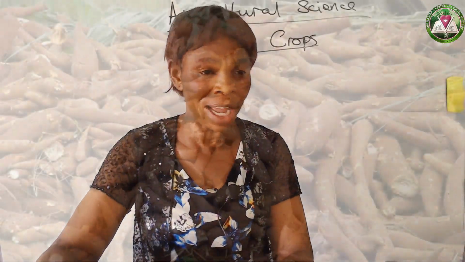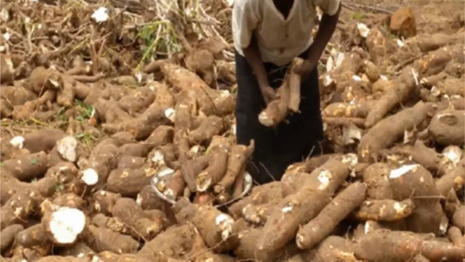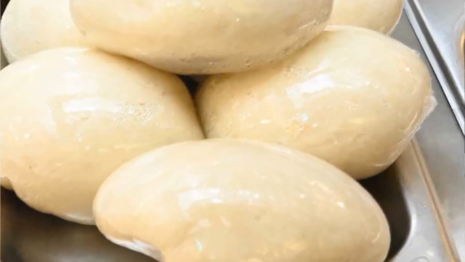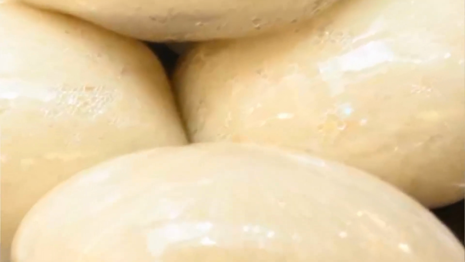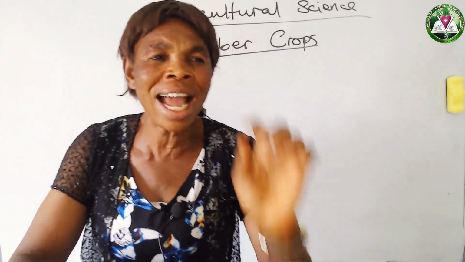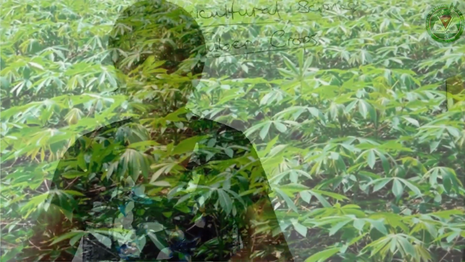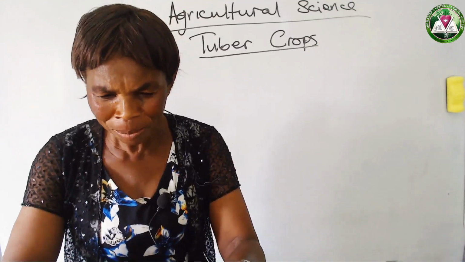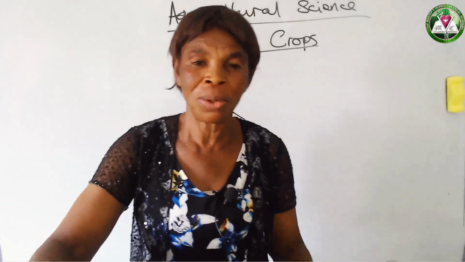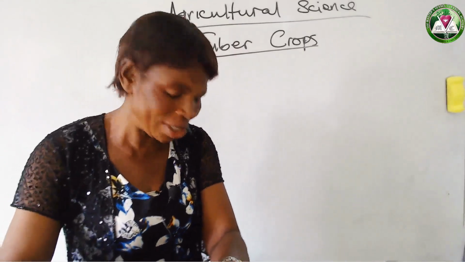We also have cassava, which is used to prepare so many things. With cassava, you can prepare tapioca, garri, fufu. You have seen them. Even if you have not, follow your mommy to the farm. This time we have COVID-19 and you have been hearing that you should go to the farm. When you go there, your mommy or daddy will show you what cassava is. Another example of tuber crop is carrots and potato. This potato could be Irish or sweet potato. All these are examples of tuber crop.